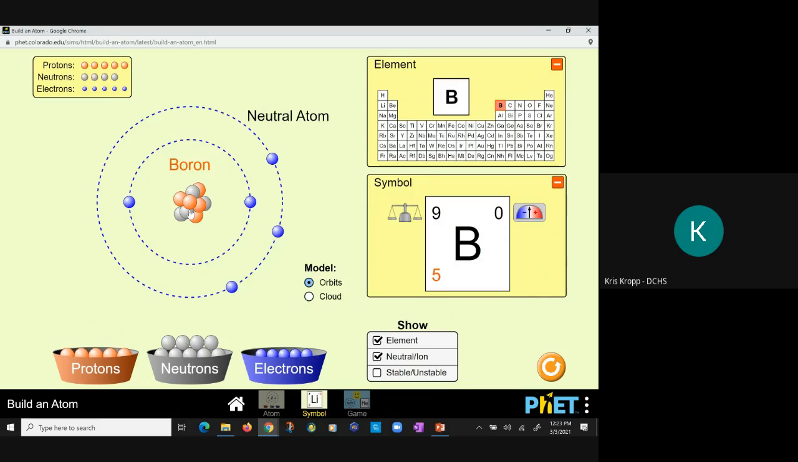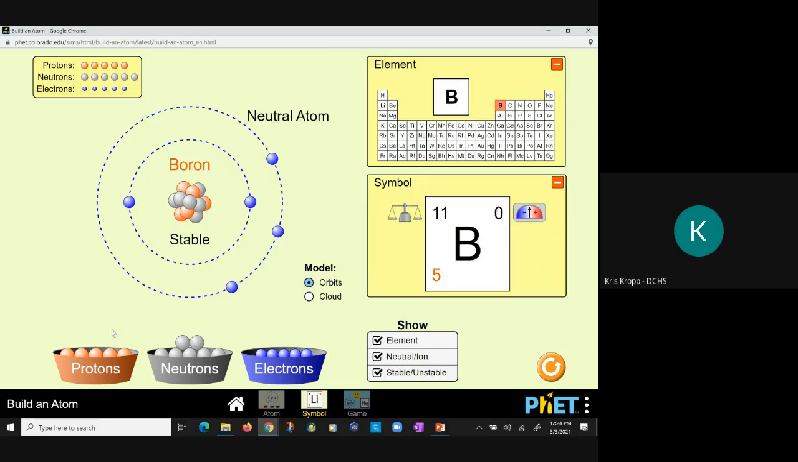Go ahead and add another proton. Notice my charge goes to 0 because now they're equal. I have 5 of each. And boron has a mass of 10 usually. No, 11. Boron's mass is 11, I think. That's it. I think that's stable. Yeah, that'll give me my stable isotope of boron.